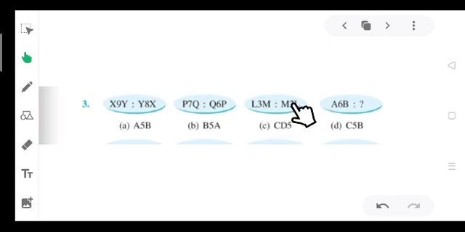So this analogy is clear to you. So we easily fill this blank. A, its next letter B. 6, its before number 5. B, the letter before this is A. So what will be our answer here? Our answer will be B5A. So which option is right here? B. How? I am going to explain to you.